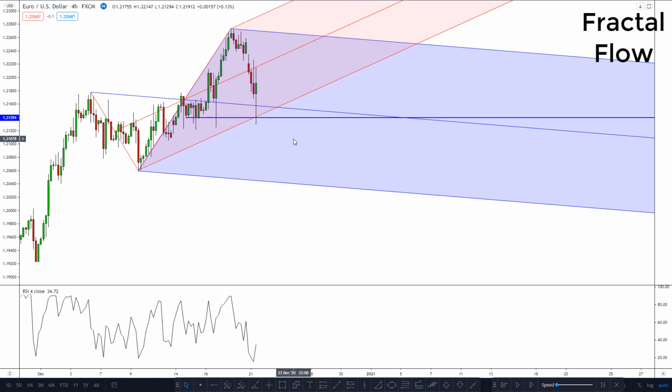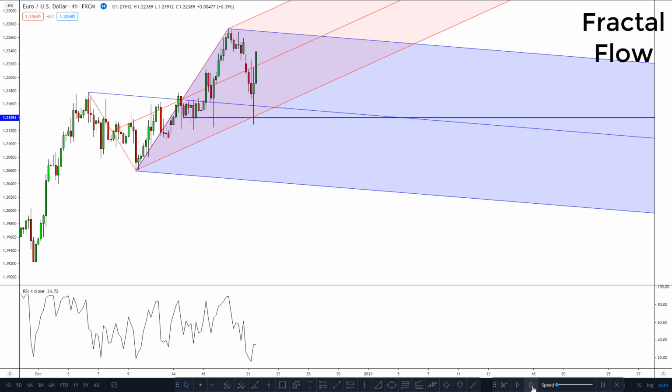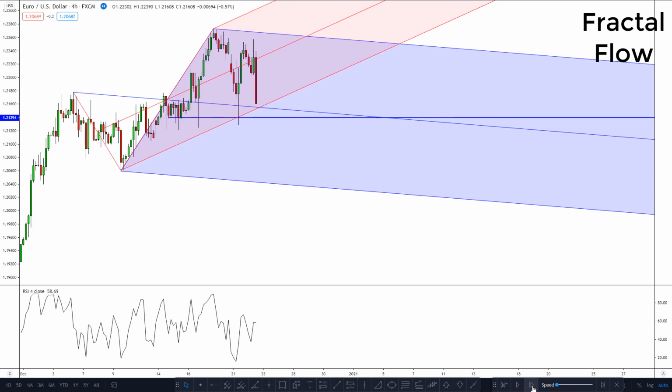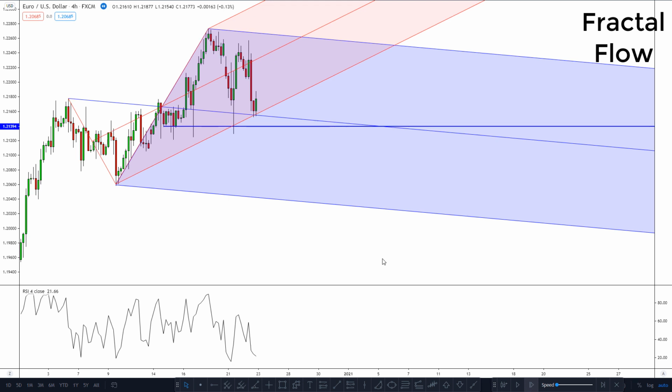So let's fast forward price a little bit to see what happens. As we can see here, price comes back right to the intersection between the center line of the standard Andrews pitchfork and the lower line of the modified shift Andrews pitchfork, and it does that perfectly 2 times.